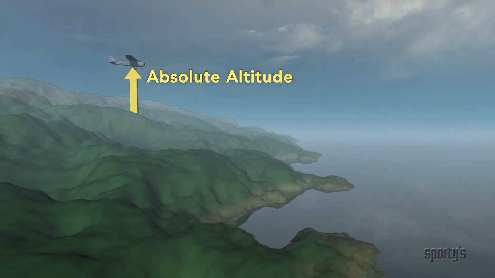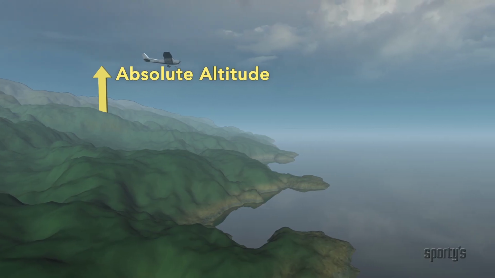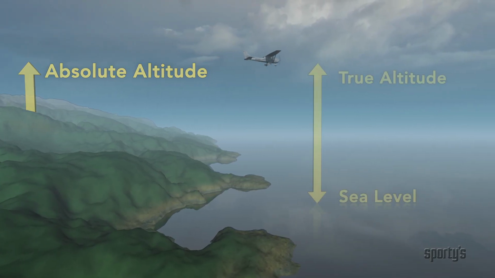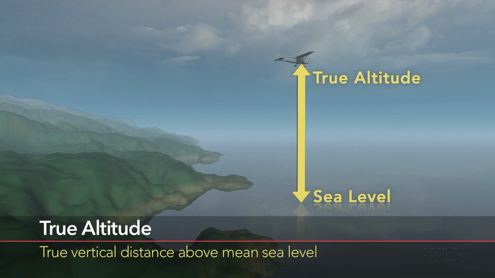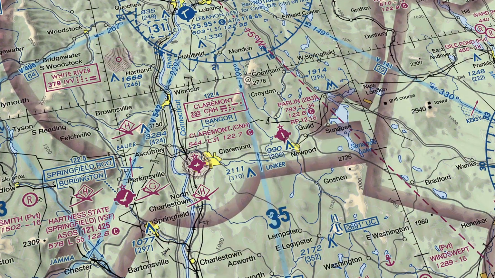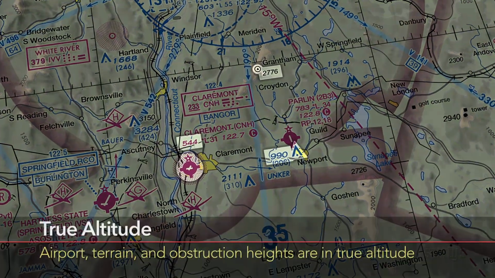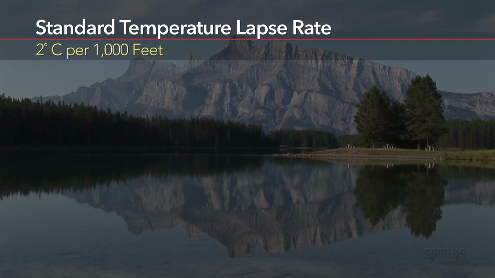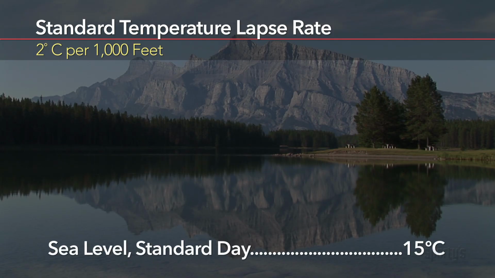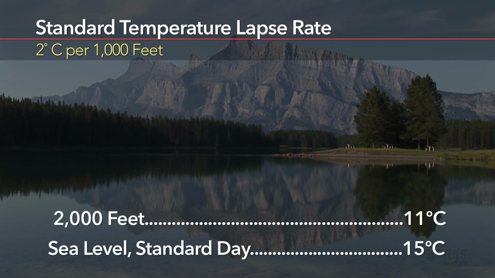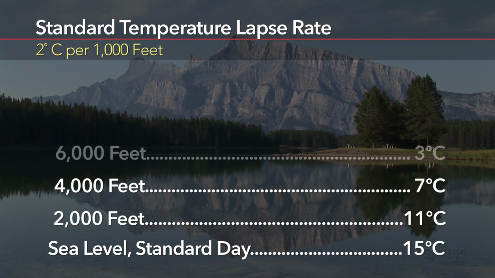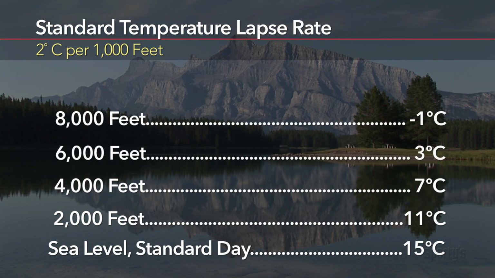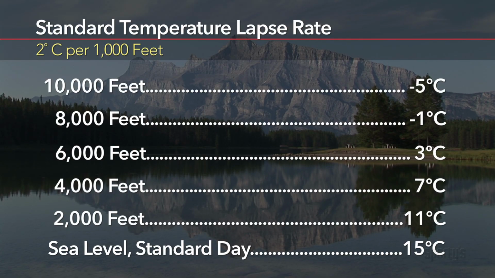Absolute altitude is the actual height above the terrain and is constantly changing unless the airplane is flying over water. True altitude is the true vertical distance above mean sea level. On aeronautical charts, the airport, terrain, and obstruction heights shown are true altitudes. True altitude computations are based on a standard temperature lapse rate of 2 degrees Celsius per 1,000 feet of altitude. Because of non-standard variations, the solution will only yield the approximate true altitude.